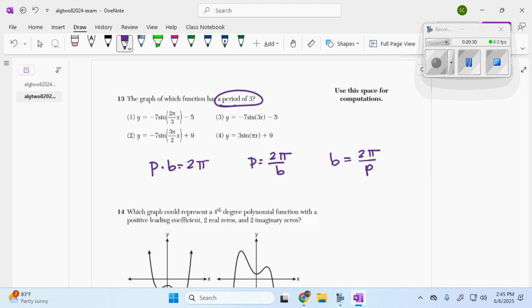Since I know the period is 3, I'm going to use this one, because I can say the b has to be 2 pi over 3 for this to work. Then I'm going to look at my functions and say which one has a b value of 2 pi over 3, and that would be choice 1.